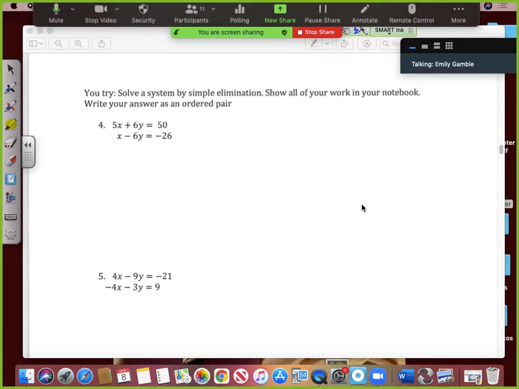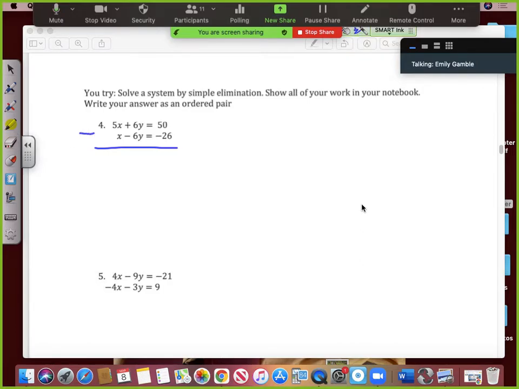Looking at number 4, 5x plus 6y equals 50 and x minus 6y equals negative 26. You need to decide what to do here with this problem. That means, are you going to add the two equations together or are you going to subtract the two equations? And that is your decision that you have to make in the end.